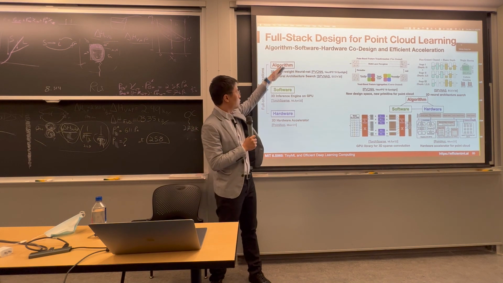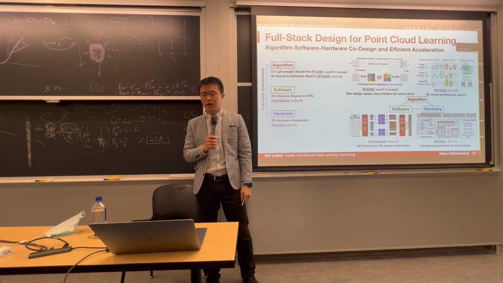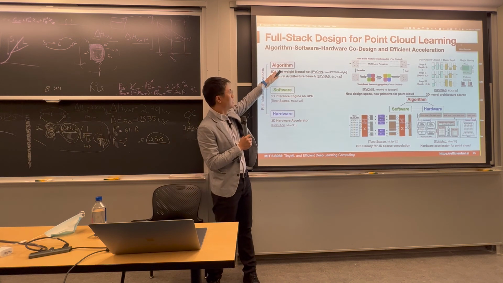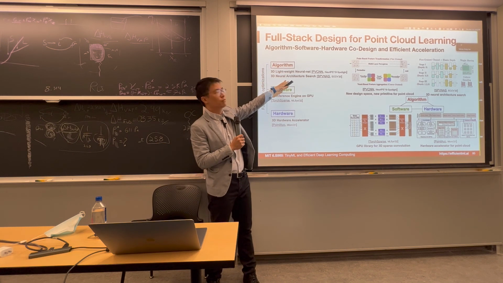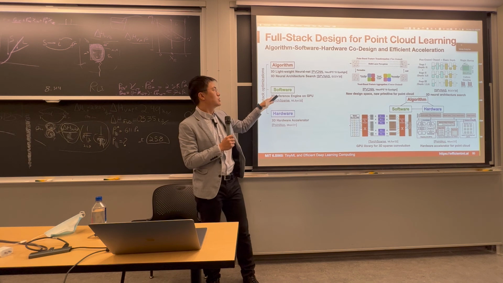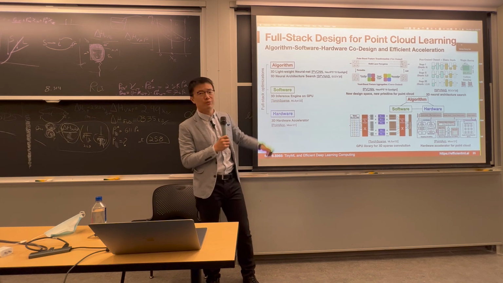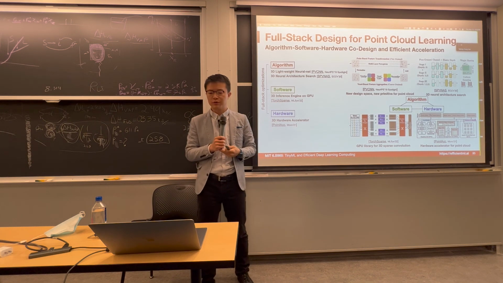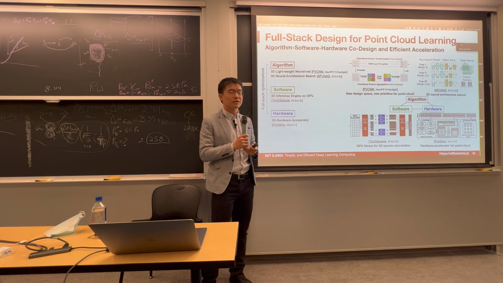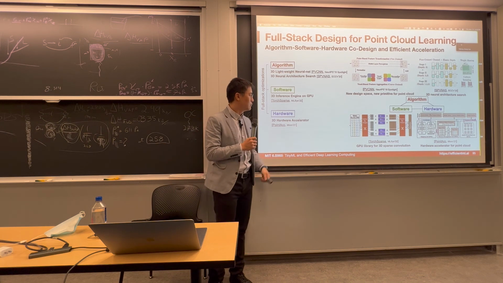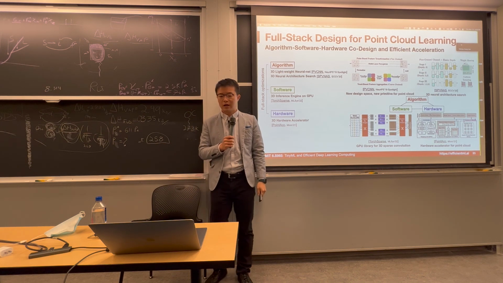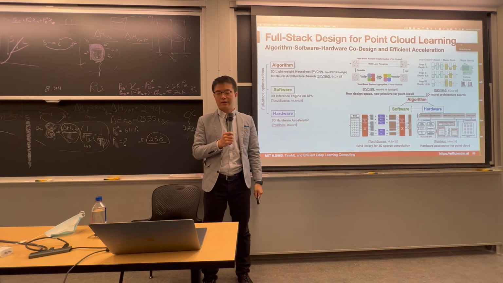To summarize, we have discussed this full-stack optimization, from the algorithm side using Point-Voxel CNN and 3D neural architecture search, to the software, using TorchSparse, which is a new GPU kernel to accelerate the inference of point cloud, followed by the hardware accelerator, PointAcc, that can use the same sorting array to deal with diverse algorithms in point cloud.